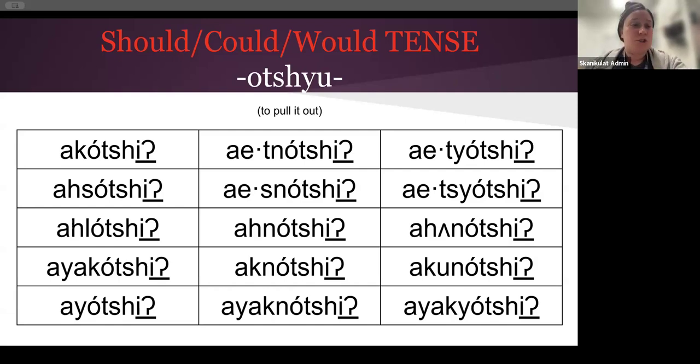Agoch, agochi, asoch, ahloch, ayagoch, ayoch, aidnoch, aisnoch, ahnoch, aganoch, ayagnoch, aidioch, aijoch, ahanoch, agunoch, and ayagoch. So those are the changes. It started with agoch or agochi.